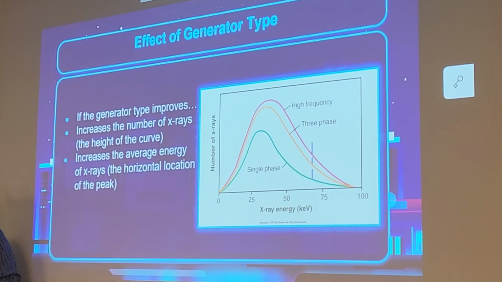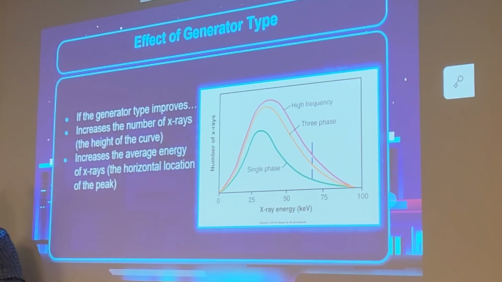So, once again, as our generator type improves, if we go from a single phase to a 3-phase, we see that the number of X-rays we're able to produce increases, and then the same thing happens when we go to a high frequency. And every time we improve that generator, the average energy moves over to the right as well. So we're increasing the average energy as well.